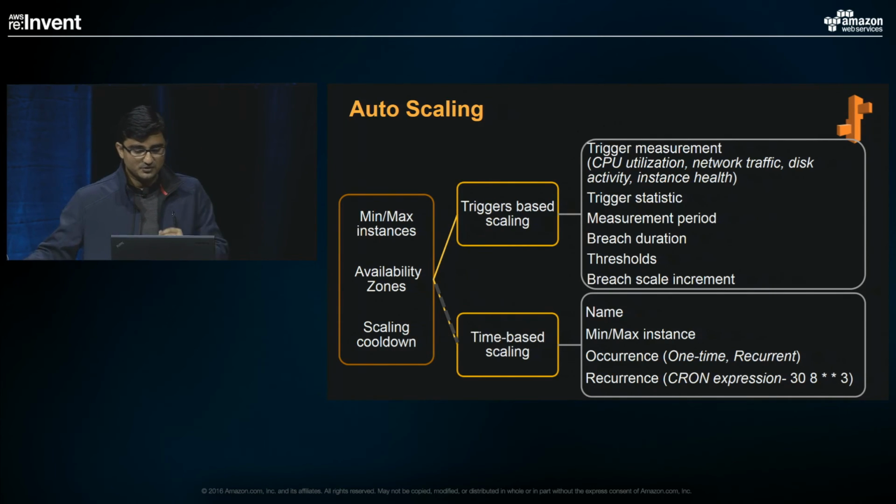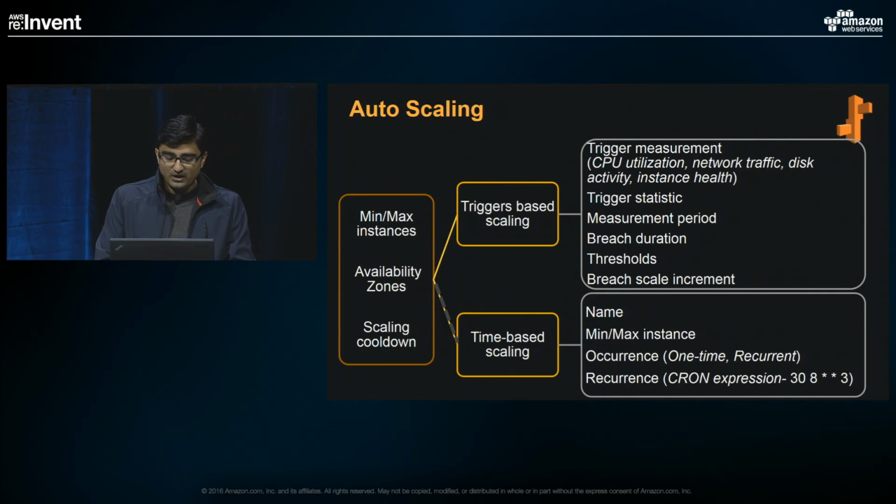Then there is breach duration, which is the amount of time a metric can extend beyond its defined limit. Upper and lower breach scale increments specify how many Amazon EC2 instances to add or remove when performing a scaling activity. Default is 1 and -1.